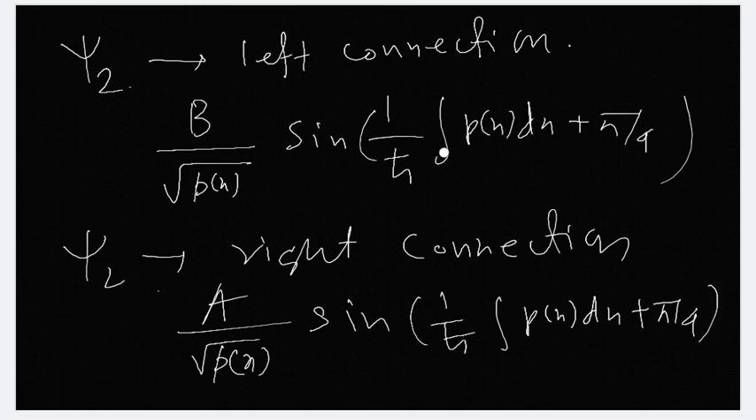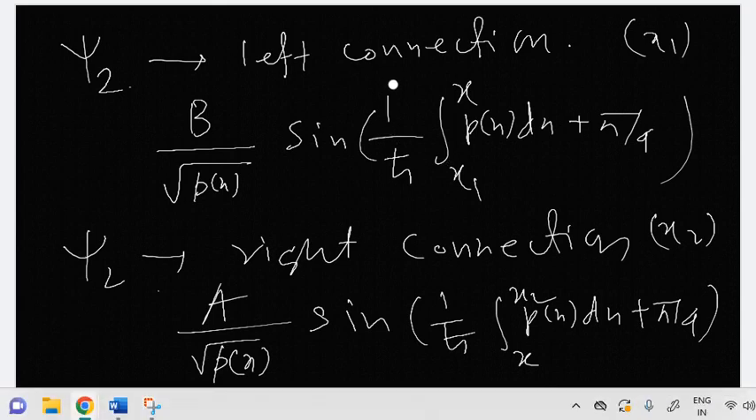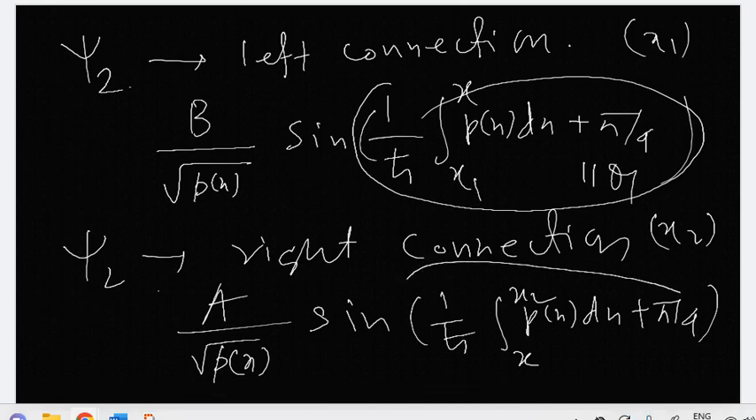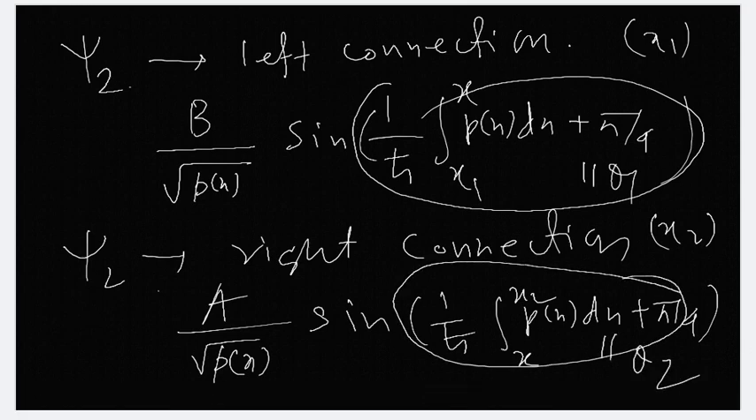Of course, I have missed the limit. The limit was from x1 to x, and it was from x to x2. So psi2 from left connection, that means near about x1, and psi2 from right connection connecting near x2. The form was like that. Suppose the whole thing is theta 1, this is the argument of sine. So this is suppose theta 1, and the argument of this one is theta 2.